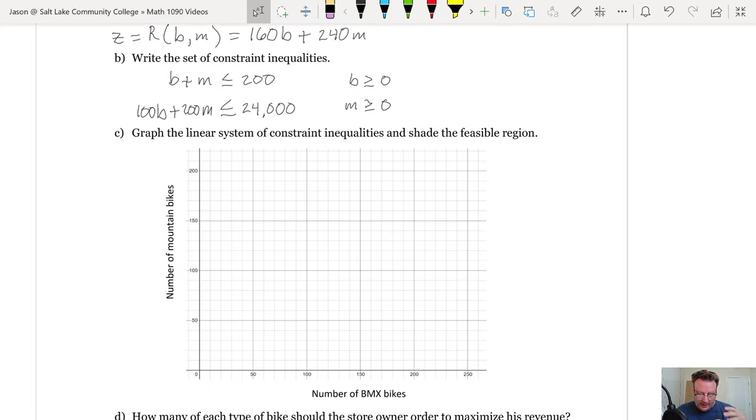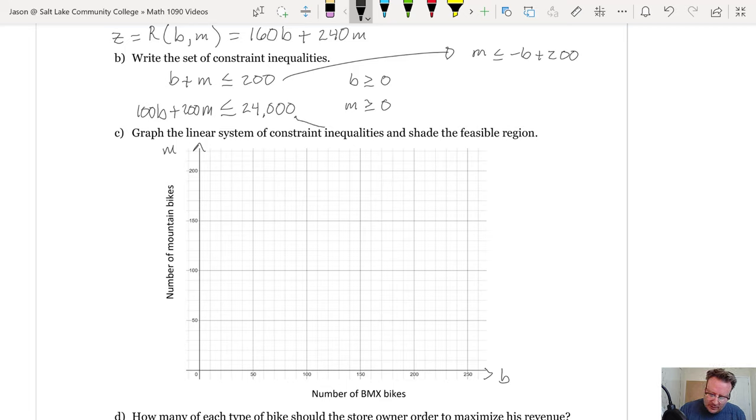Remember, to graph the solution set to a system of linear inequalities, what we want to do is maybe rewrite them in slope-intercept form and then graph the lines and then shade the region either above or below each line. Okay, so this axis represents the number of BMX bikes, so we'll label that with B. And the vertical axis here is the number of mountain bikes, so we'll label that with M. Now this first inequality, if I solve it for the dependent variable, here we're thinking of M as depending upon B. It doesn't really matter, as long as we're consistent. So if I solve for M, I get M is less than or equal to negative B plus 200.